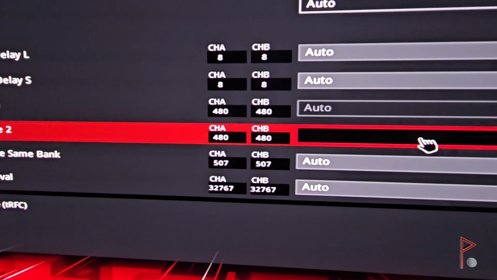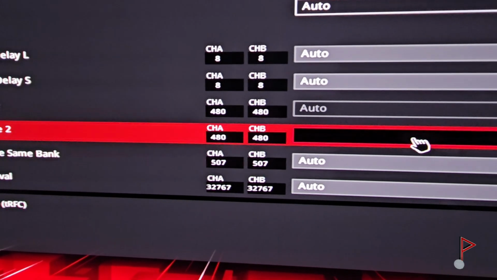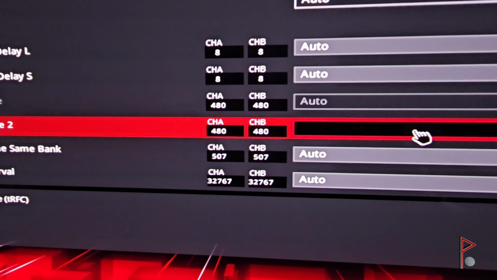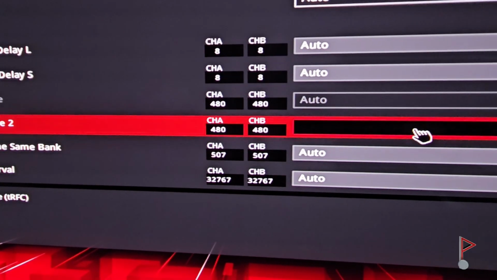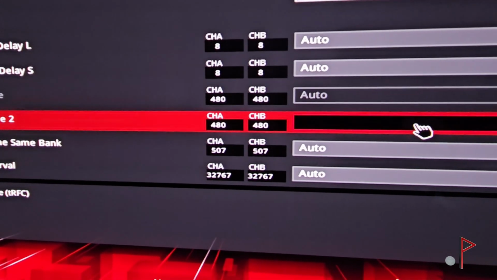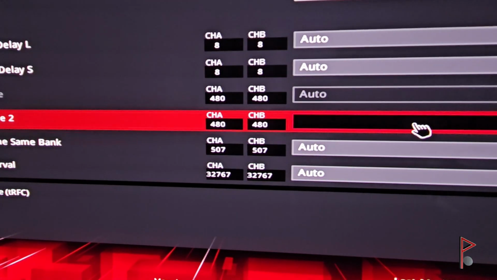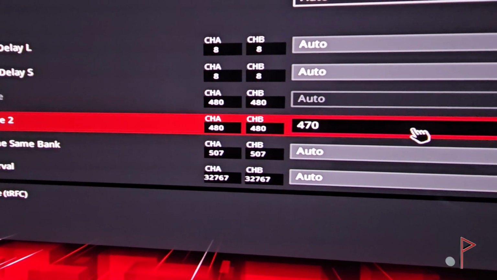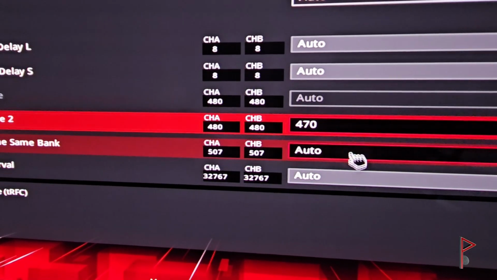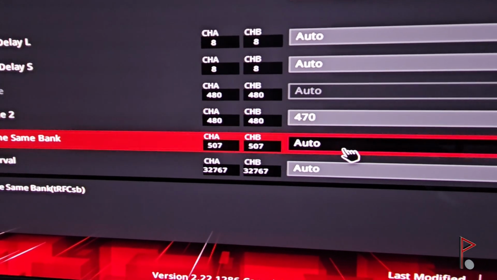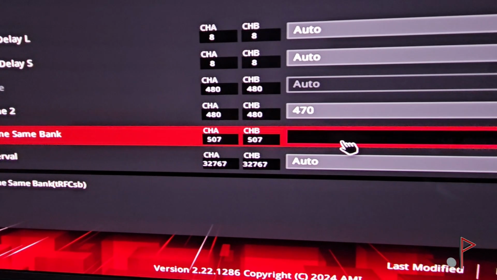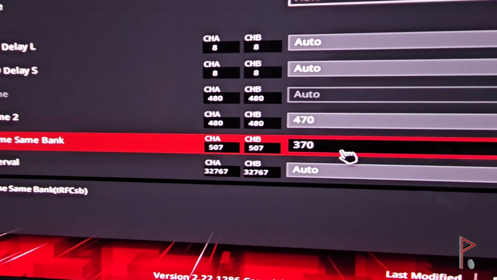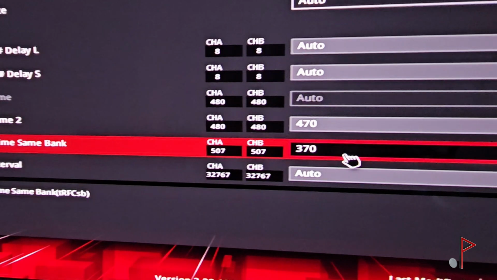But I'm not going to do that because, again, what we're doing here is we're replicating the initial optimization to dial in which exact setting is most responsible for stabilizing frame times. So that's what we're doing in this exercise. And since I've already done this tune, I know that 470 is going to be stable. And I know that same bank 370 is going to be stable, and that's all I'm going to change right here. I'm going to exit back into the OS.